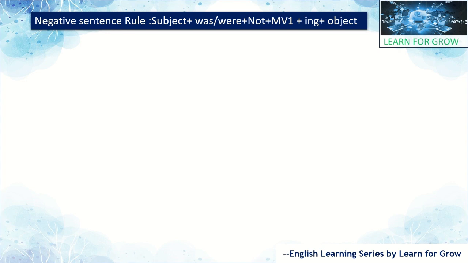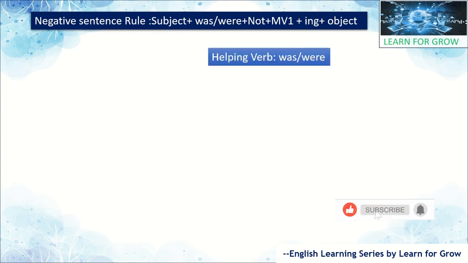As before we have studied affirmative sentence, same structure is there, subject plus was, were helping verb. We need to add an additional not, because this is a not sentence, means negative sentence, right? After that main verb 1 ing object, as we studied in the previous one, affirmative sentence, like that only here given. See here, helping verb here also we are using was, were.